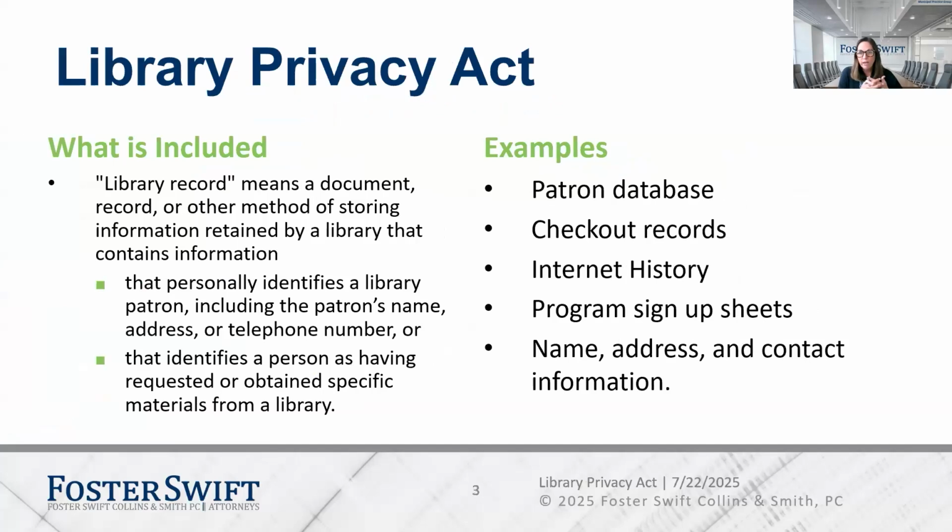So what is included? A library record is a specifically defined term under the Michigan Library Privacy Act. And what it means is a document, record, or other method of storing information retained by a library that contains information that personally identifies a patron, including their name, address, and telephone number, and that's an or, that identifies a person as having requested or obtained specific material from the library. And I've given some examples, obviously your patron database, checkout records, internet history, program sign-up sheets.